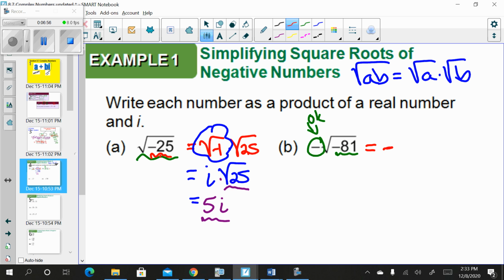So here's how we're going to deal with this. We have our negative from this minus out front, and we're going to think of -81 as -1 times 81, which I think everyone would agree is equivalent to -81.